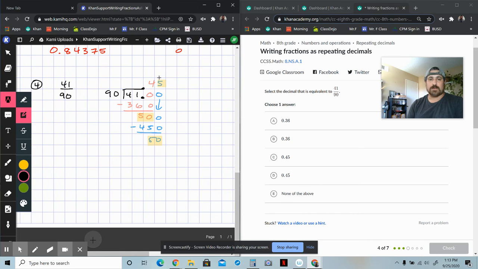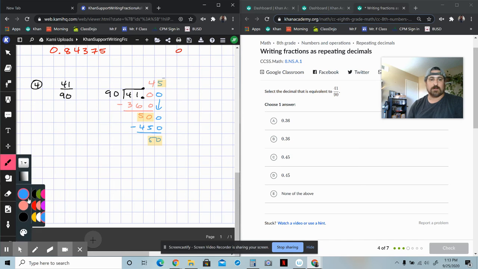So the answer is just going to be 0.45 with the 5 repeating. So this isn't a trick question. It is a repeating decimal, 0.45 repeating, but just the 5 repeats. So that's going to be the answer.